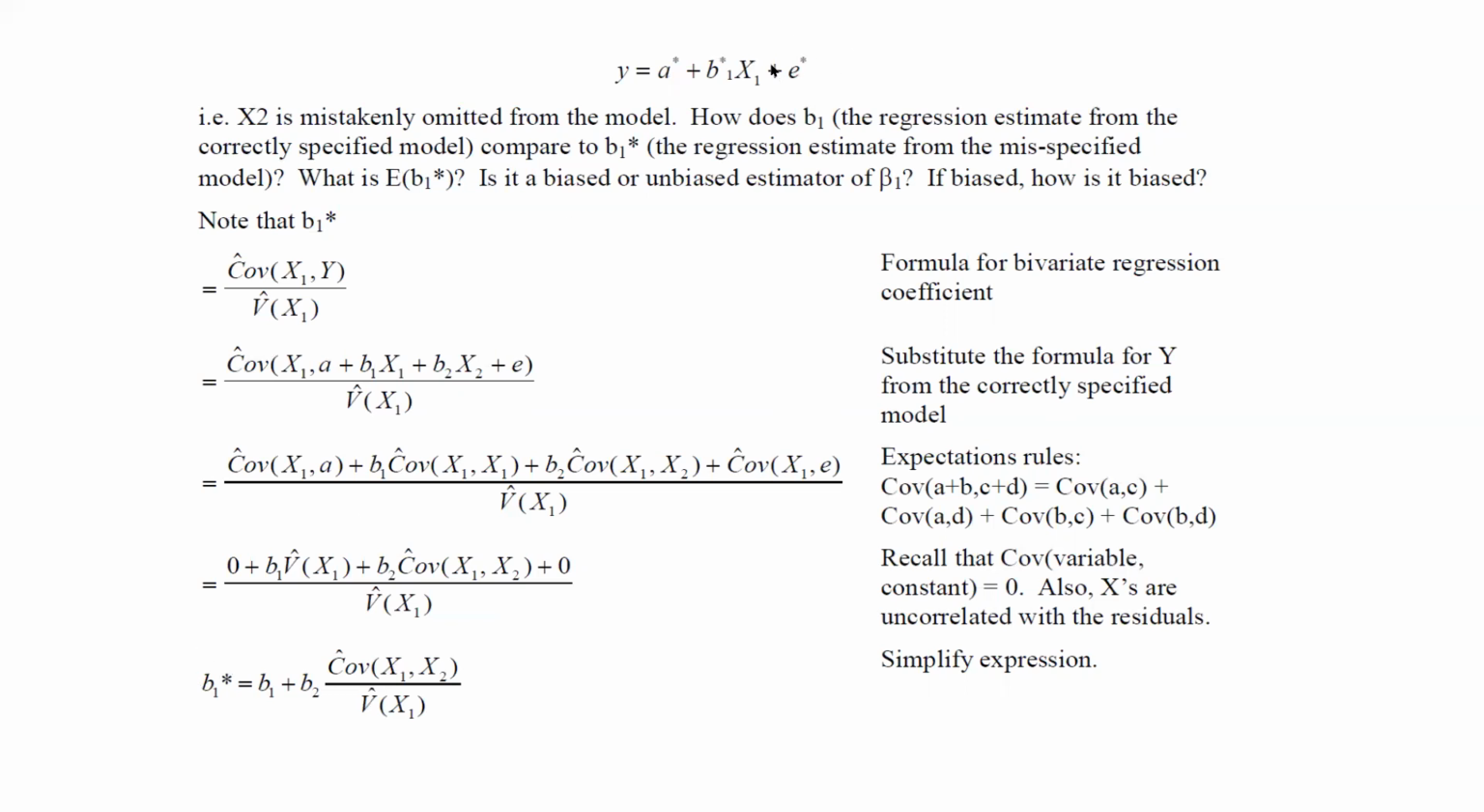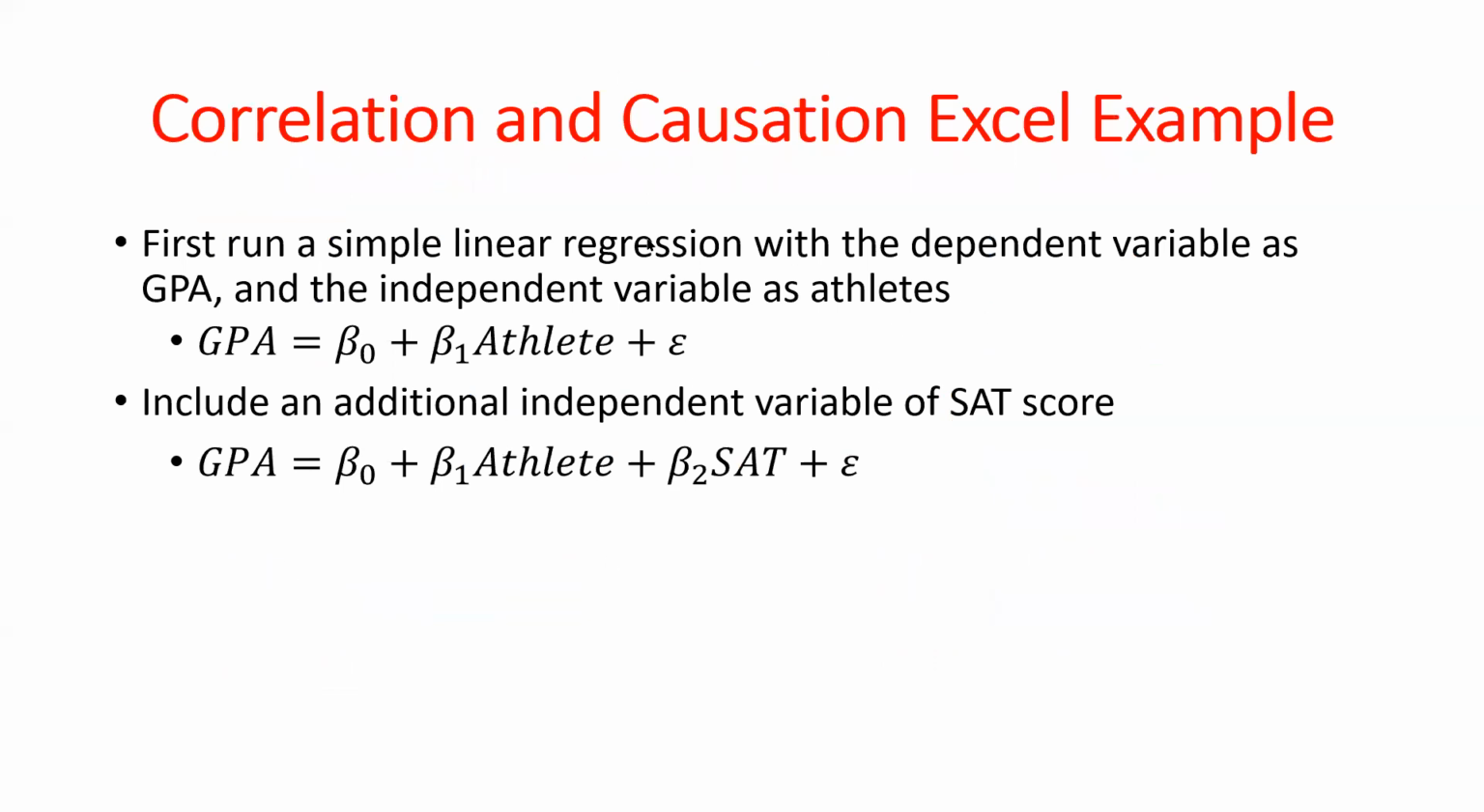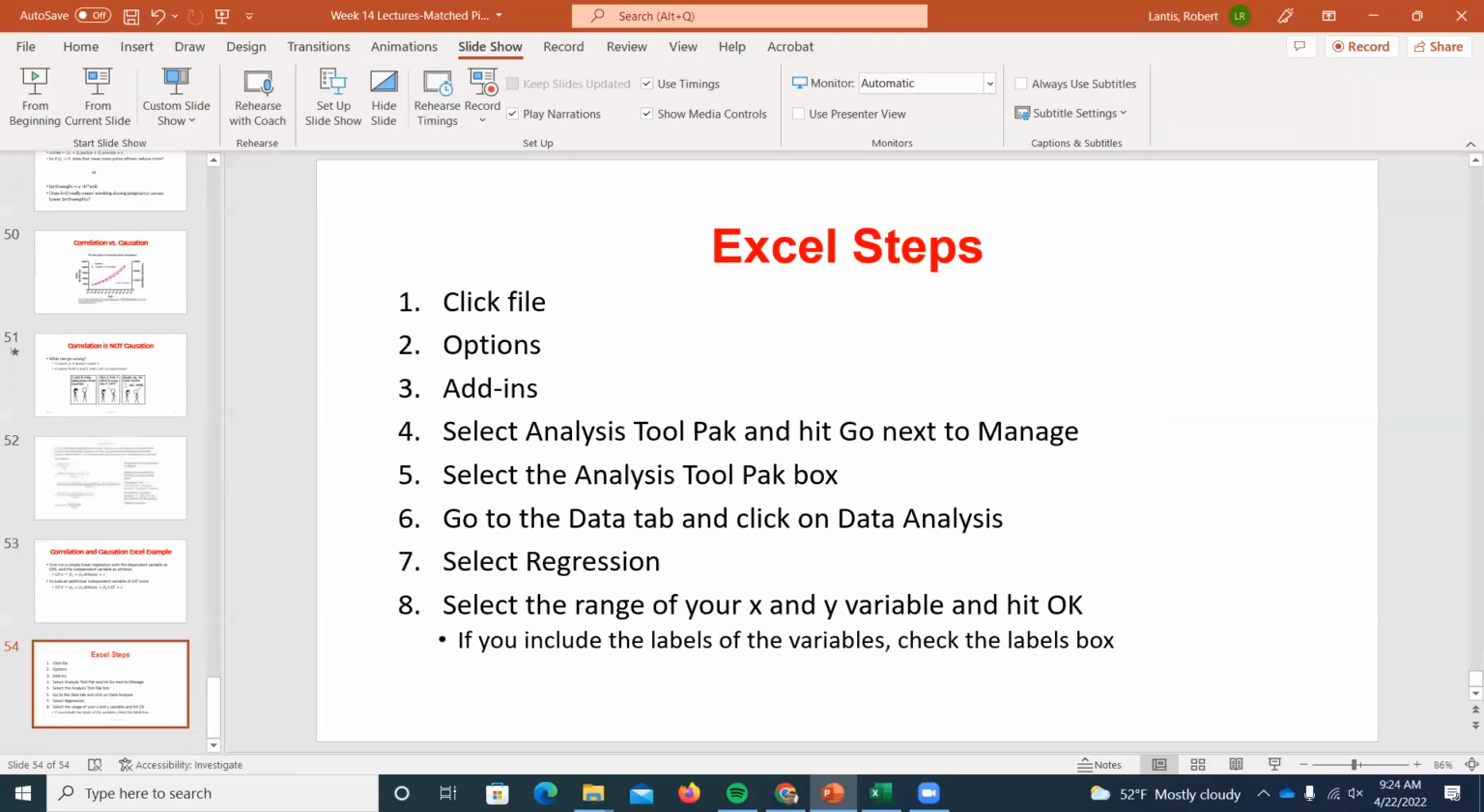Now, once I include X2 in this regression, this bias goes away, and I actually capture what the actual relationship is between that X and Y variable. So this is why it's important to include those variables we think matter on the right-hand side. I've got an example in Excel that we'll walk through.